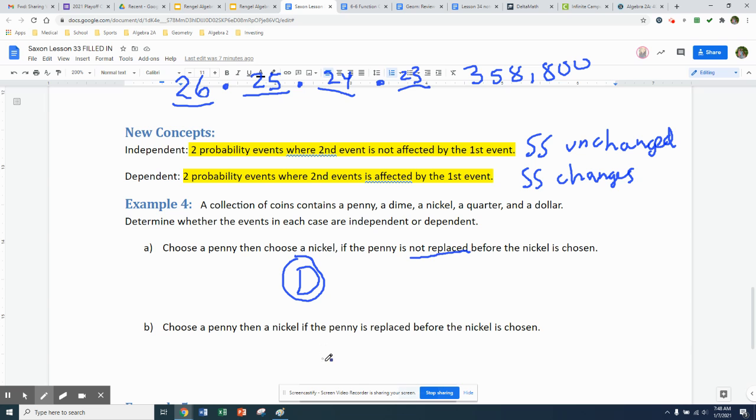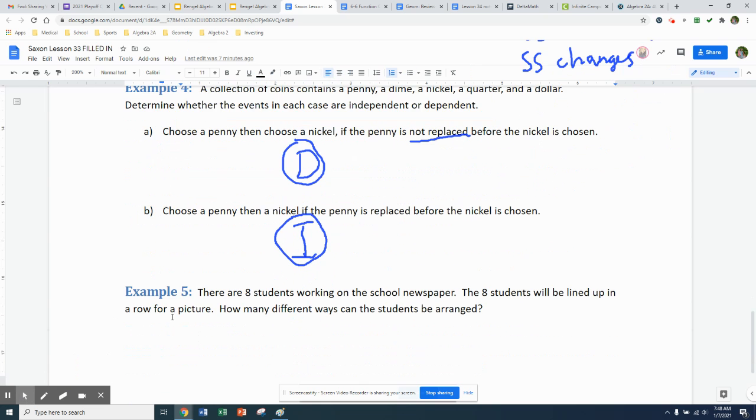Part B, you choose a penny, then a nickel, the penny is replaced. Well, now when you replace that penny back in there, now there's 5 coins again for the next time somebody goes in to choose a coin. That's going to be an independent event. So with dependent, your sample space changes. Independent, it does not change.